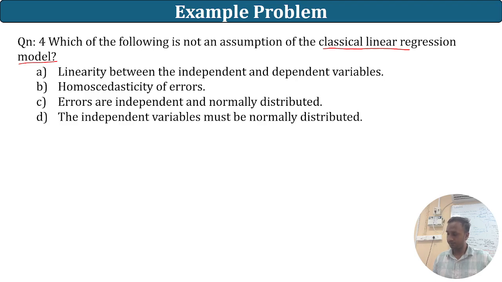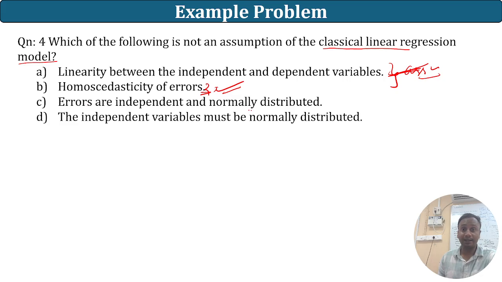What was the answer? Linearity between the independent and dependent variable, that should be our assumption. So this is an assumption actually. Homoscedasticity of the error. It means the variance of the error should be equal for all groups. So this is also an assumption only.